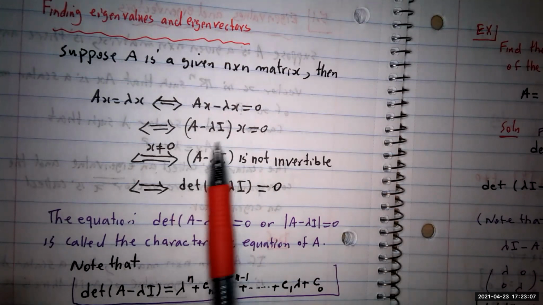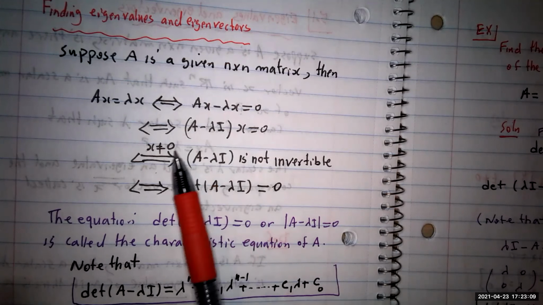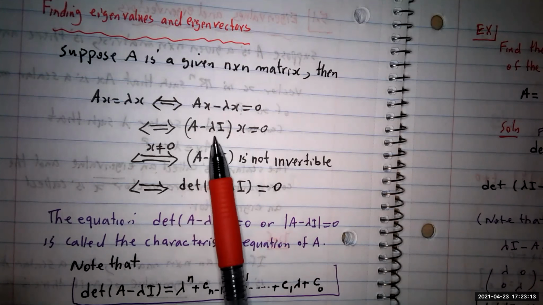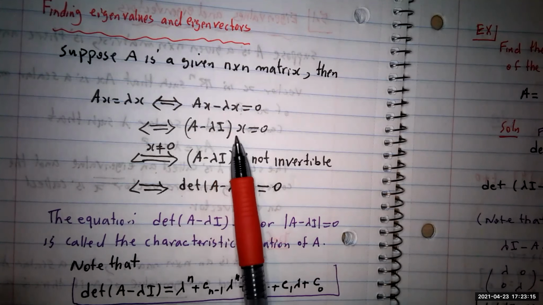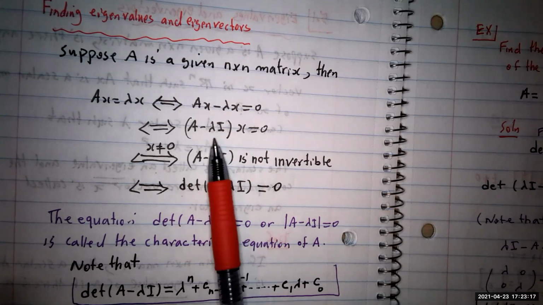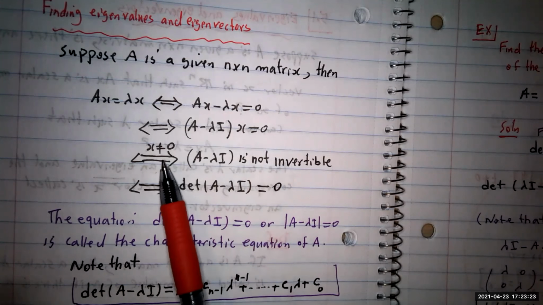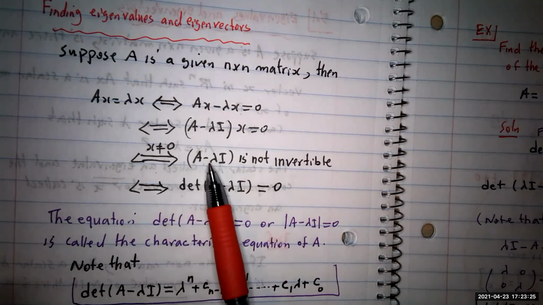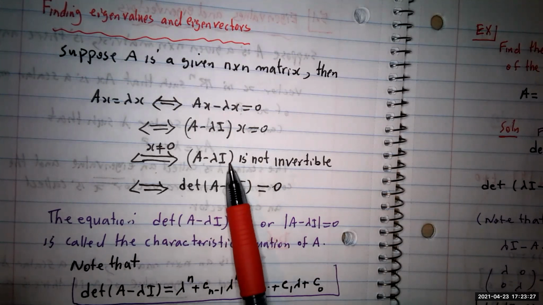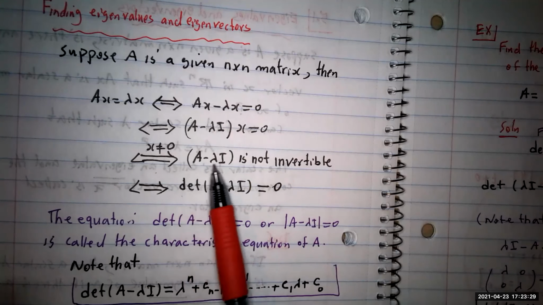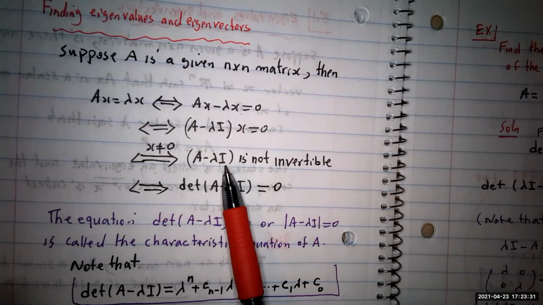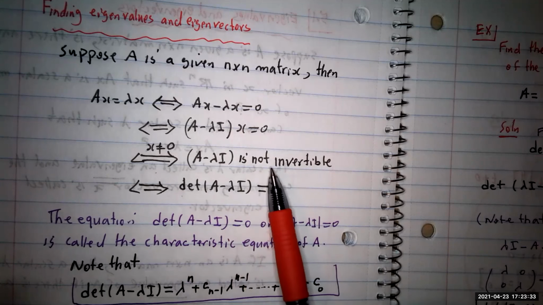This x is a non-zero vector. Since x is a non-zero vector, we must make sure that this matrix is not invertible. If you call this one B, Bx equal to 0, if B happened to be invertible, then x would be 0. But we want x to be non-zero. So the condition is that A minus lambda I, or lambda I minus A, is a singular matrix, meaning it's not invertible.